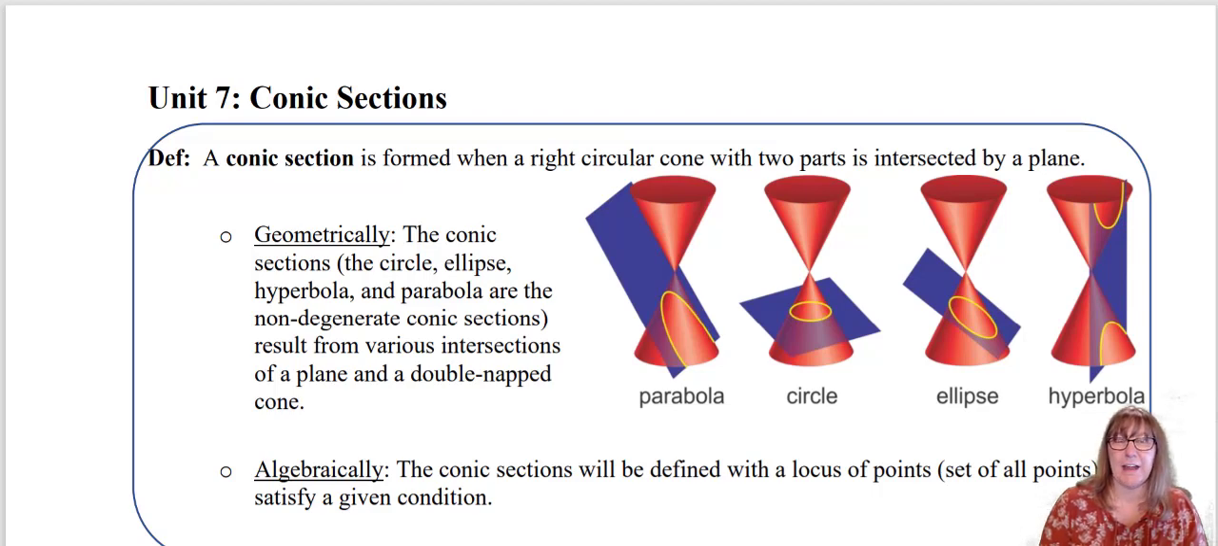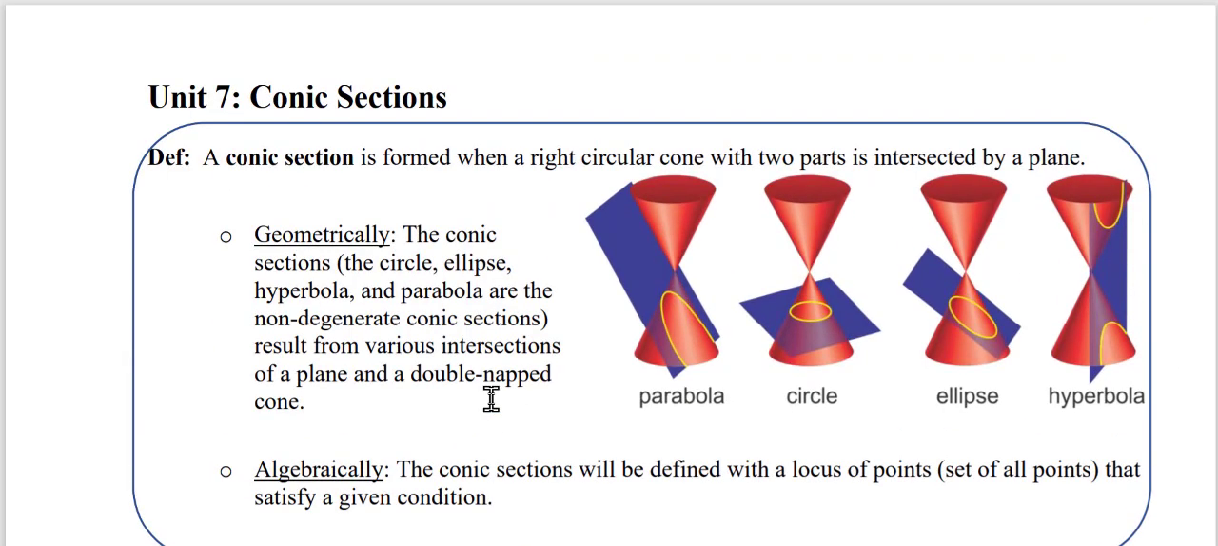Let's take a look at our definition of conic sections. A conic section is formed when a right circular cone with 2 parts is intersected by a plane. So we have a picture here of our 4 types of conic sections.